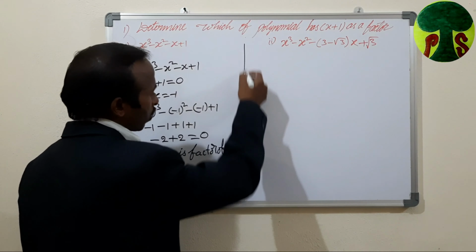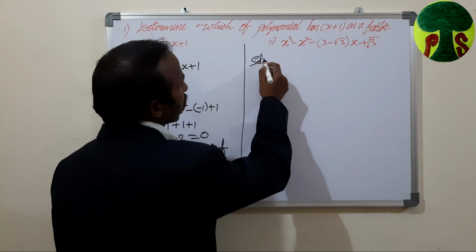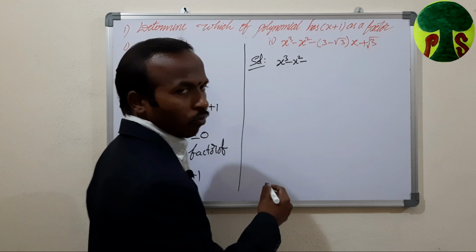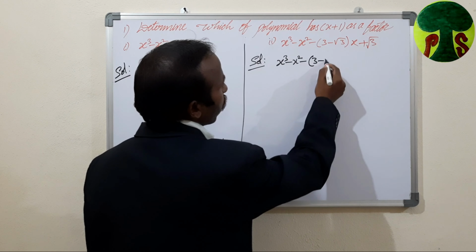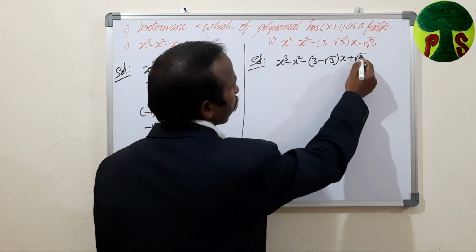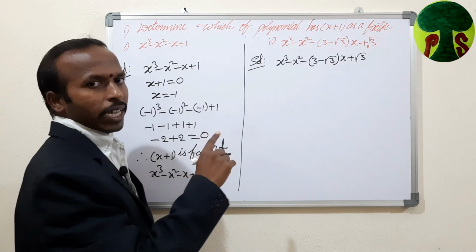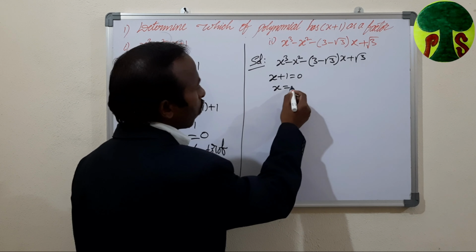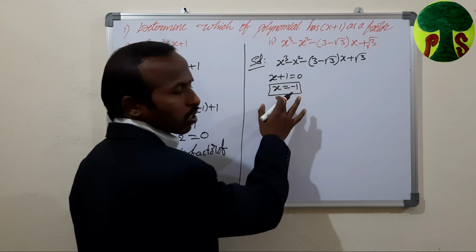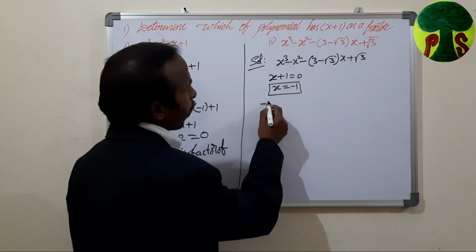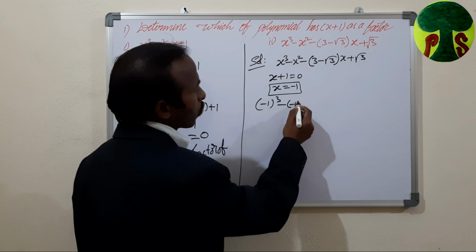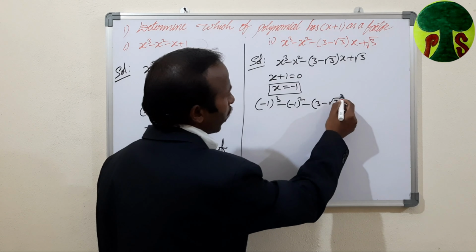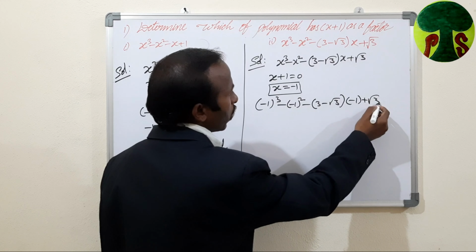Let's see the next question. Solution. The given polynomial is x cube minus x square minus (3 minus square root of 3) into x plus square root of 3. Now, is x plus 1 a factor? So x plus 1 equals 0, x equals minus 1. Now substitute this value in the given polynomial, that is (minus 1) whole cube minus (minus 1) whole square minus (3 minus square root of 3) into minus 1 plus square root of 3.